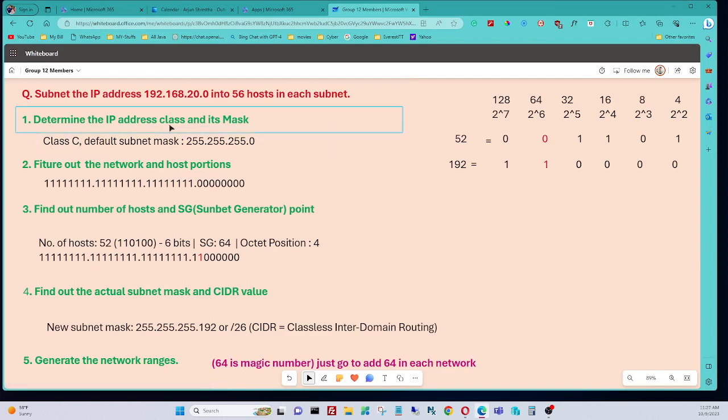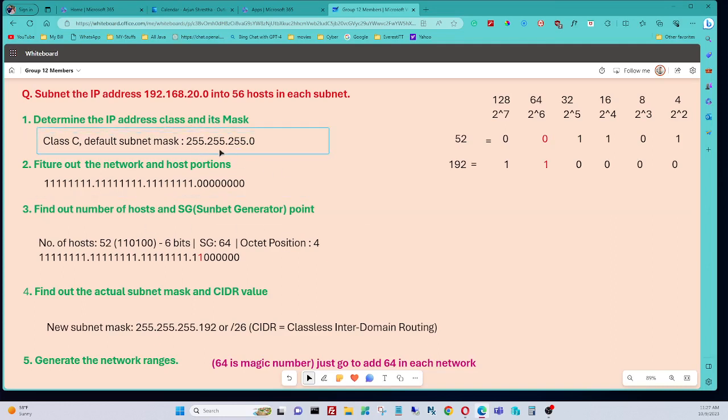So determine the IP address class. This is class C, with 256 hosts in each subnet. What is the default mask for this? We have to figure out the class and mask. The default for class C is 255.255.255.0, which everyone working in our class right now knows.